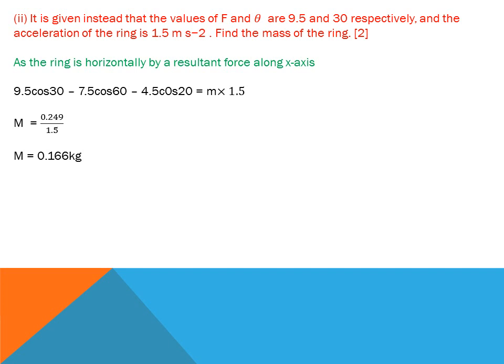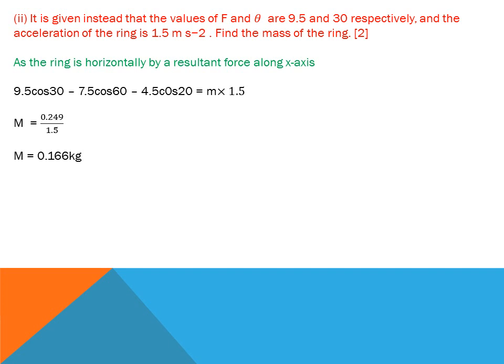Now in the second part, F and theta are 9.5 and 30 respectively, and the acceleration of the ring is 1.5 meter per second square. Find the mass of the ring. As the ring is moving horizontally by a resultant force along the x-axis, when acceleration is produced, it means the ring is moving horizontally by a resultant force. So the force on the right side of the x-axis is only the F force.